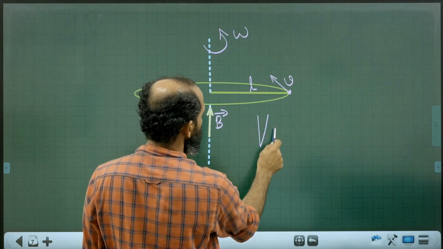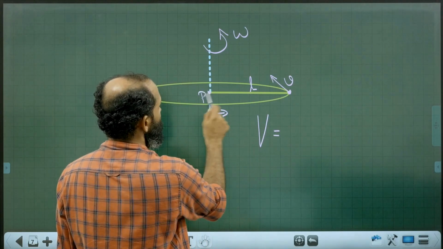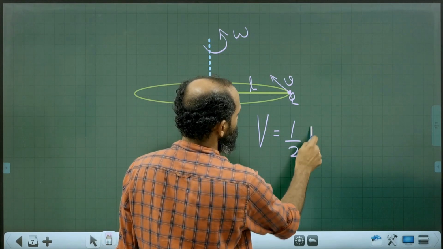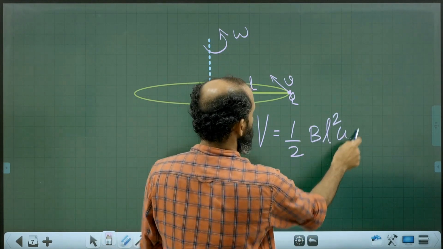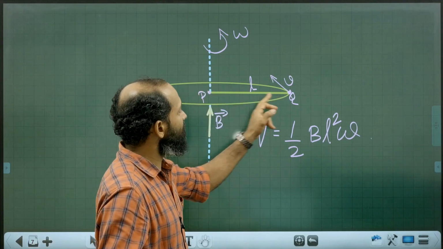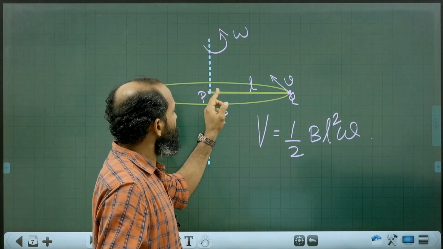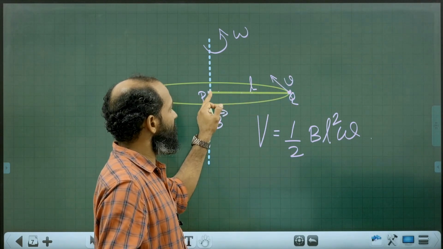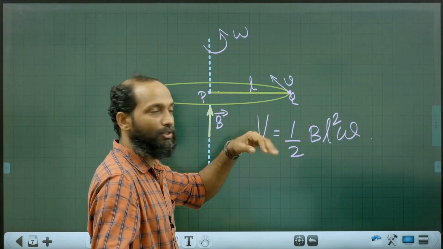Then the voltage developed at the ends P and Q is equal to, you can use, half B L square omega. This also is BVL. But the problem is that V is not a constant. At every point V changes. V is maximum at the end. V is 0 at P, the fixed axis. In fixed axis rotation, V equal to r omega you can use.